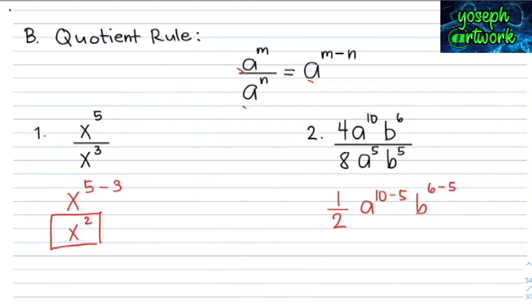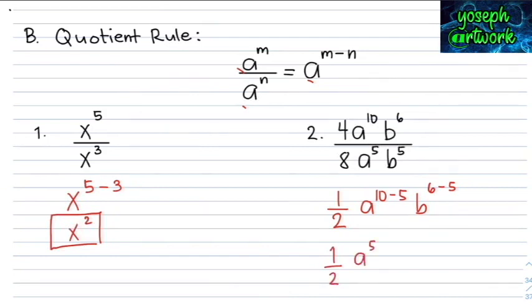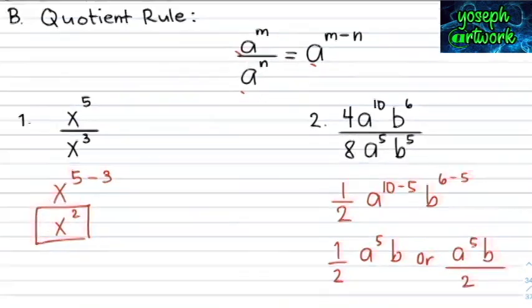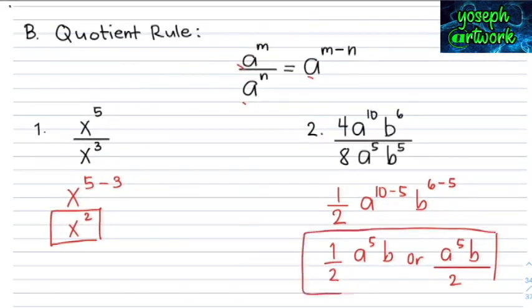And simplifying the exponents, that will give you 1/2 a raised to 5 b raised to 1. And since 1 lang yan, hindi nyo na kailangan isulat yan. Or pwede rin natin isulat yung sagot natin as a raised to 5 b over 2. These are the possible answers for item number 2.